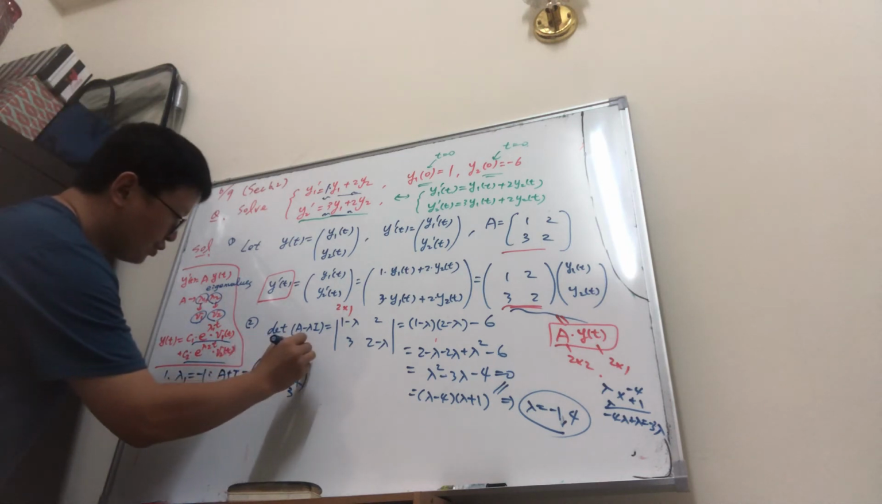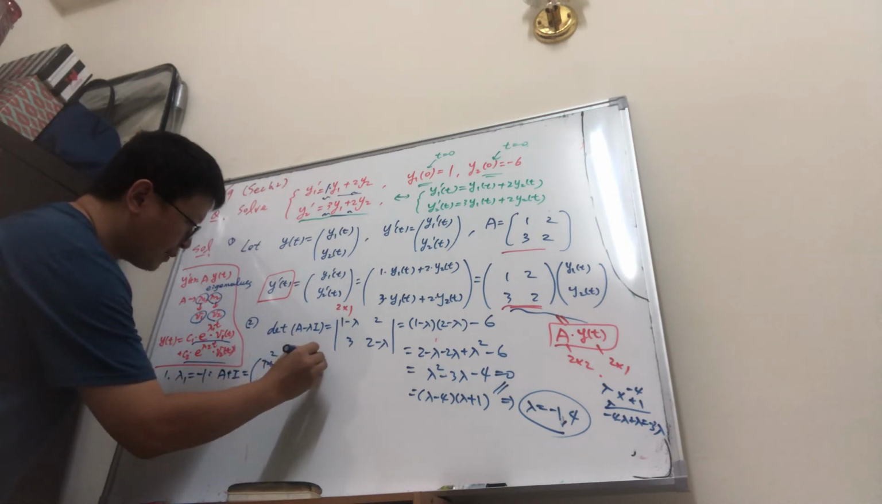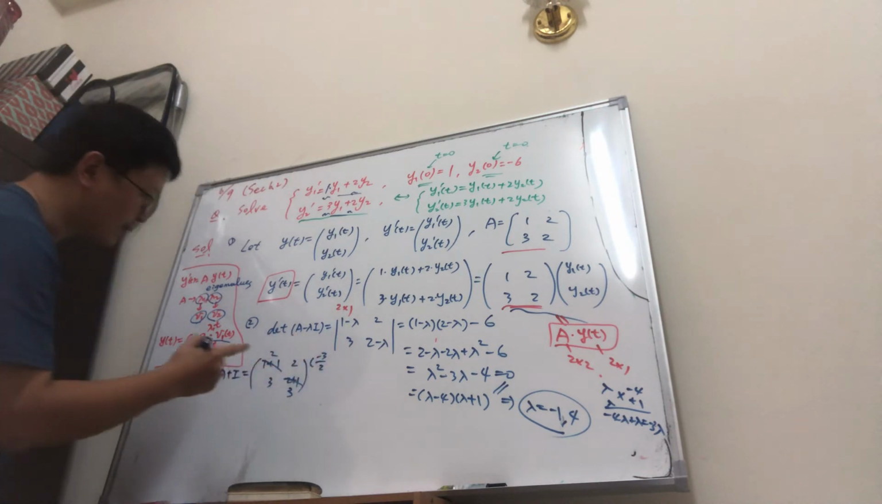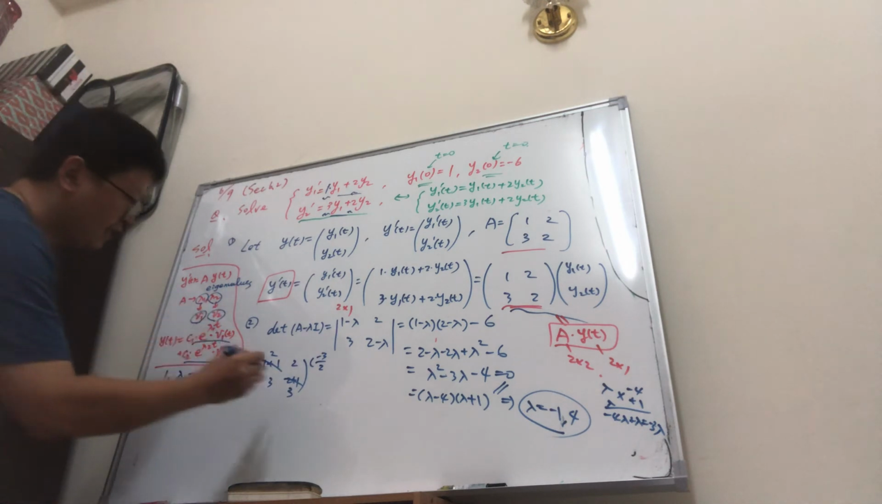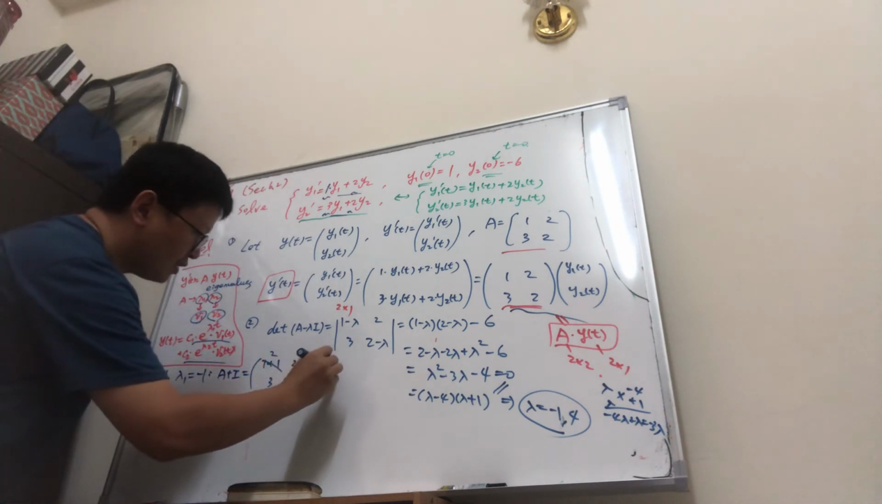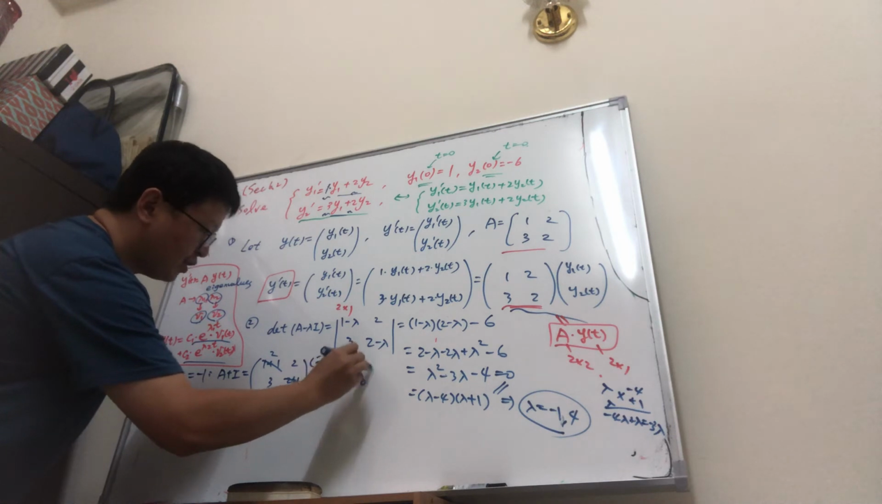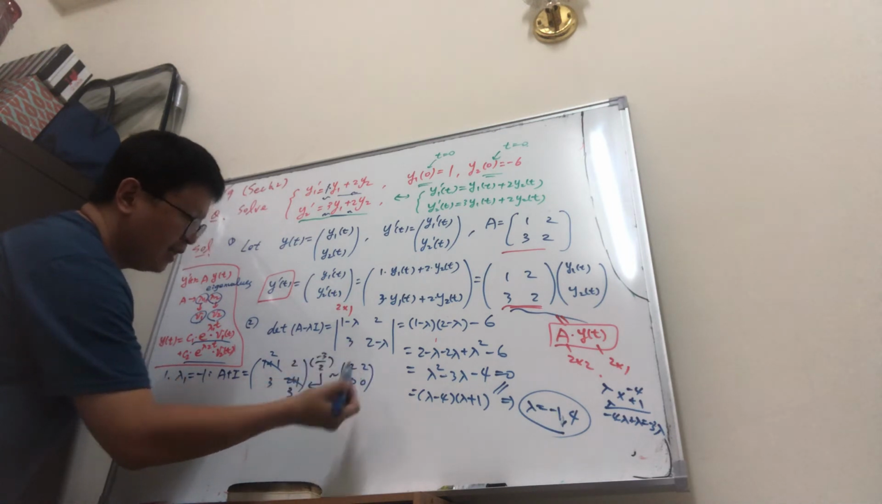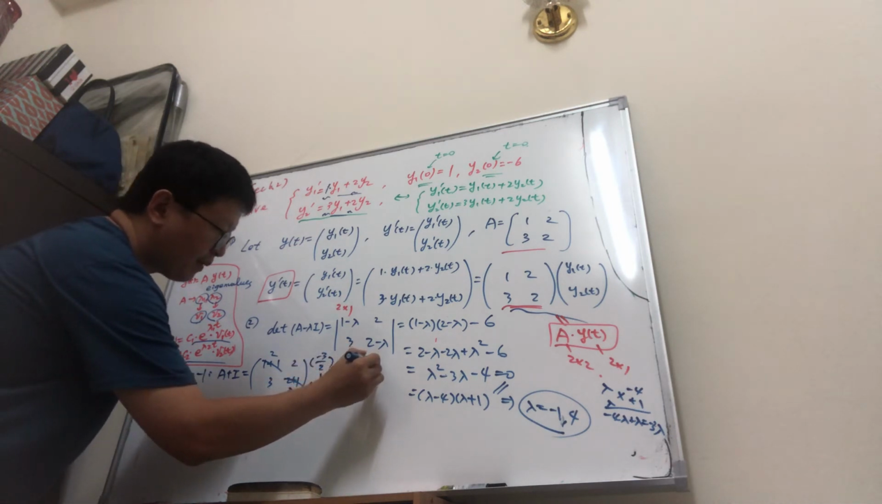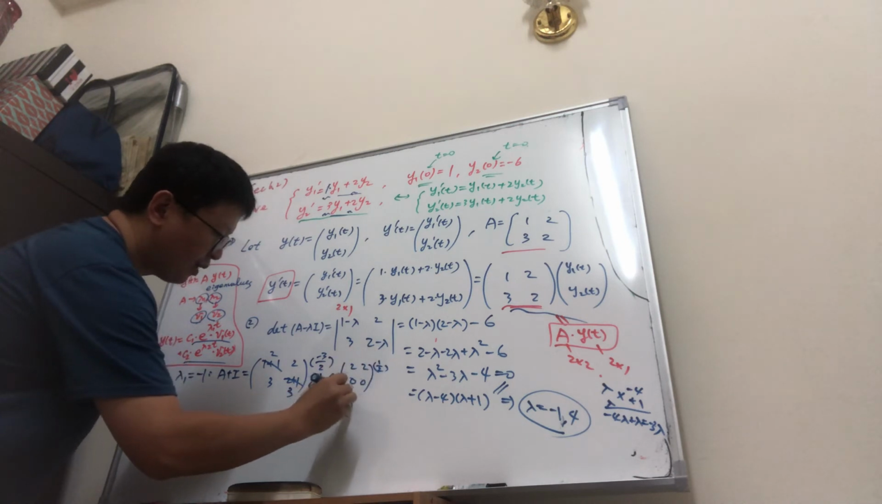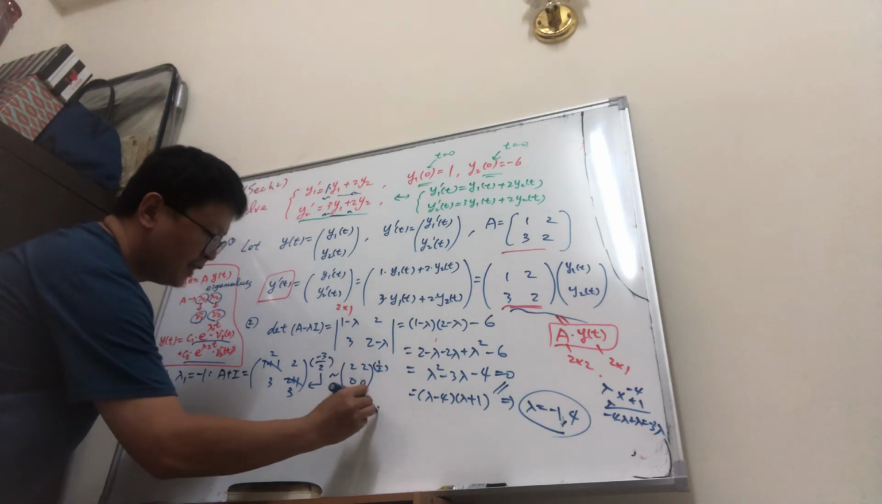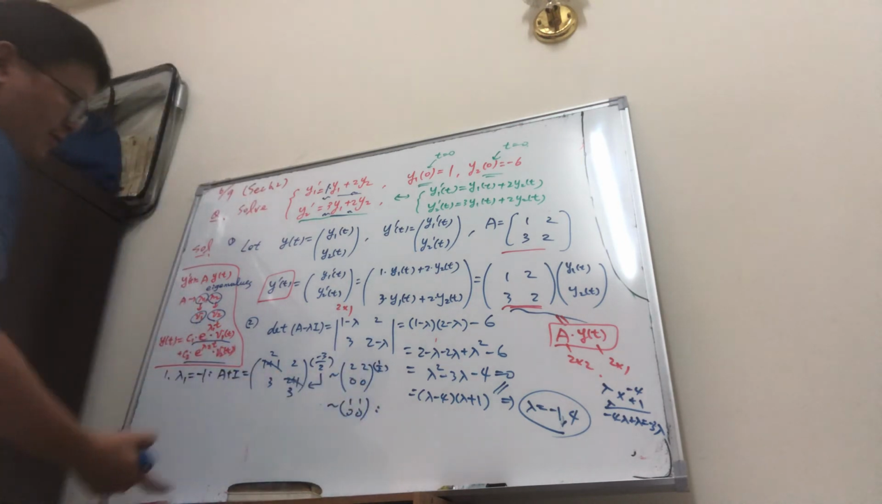So you could cancel it, right? Multiply by negative 3 halves, and add to the second row, you will get 2, 2, 0, 0. So multiply by 1 half, you will get 1, 1, 0, 0. So what can you say about this matrix?